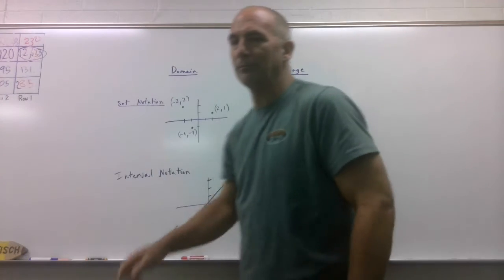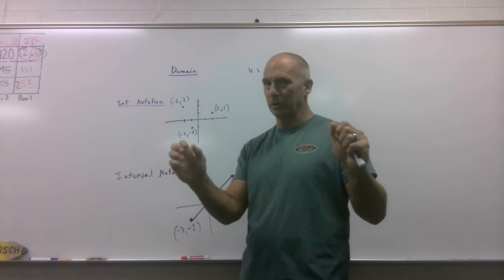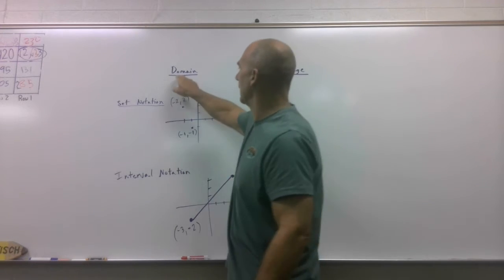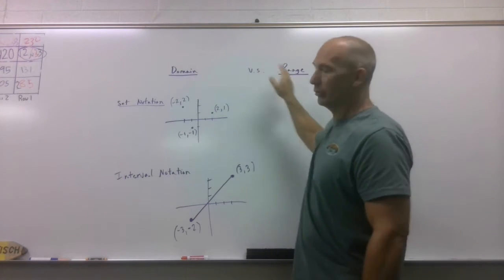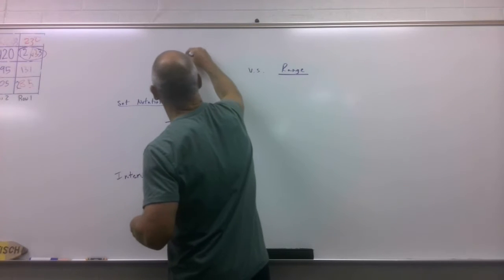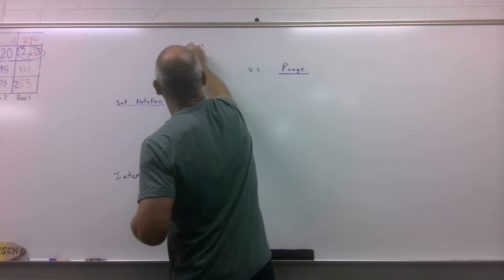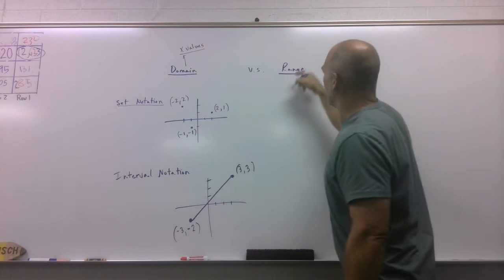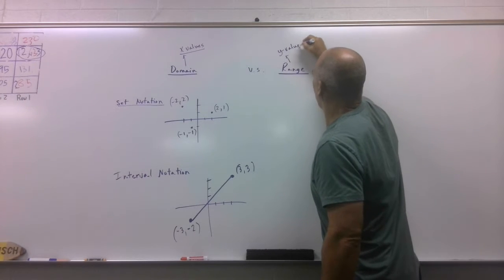Okay, now we're moving on. 2 terms. These are biggies, okay? You're going to hang on to these 2 terms. Domain, range. What is domain? Domain is your code word for your x values. What is range? That's a code for your y values.